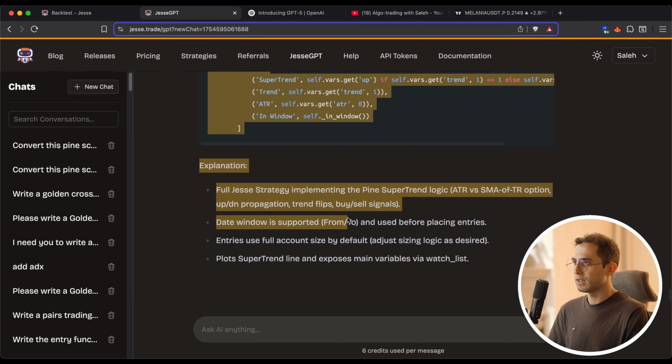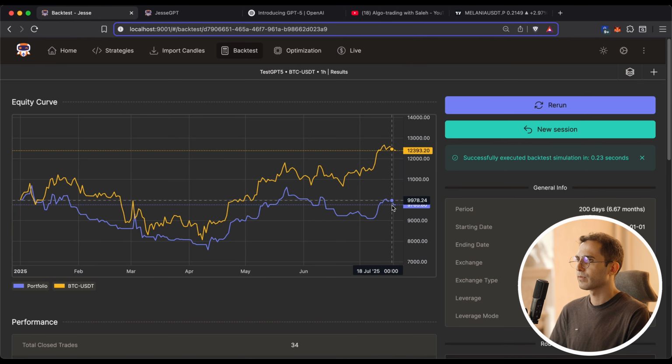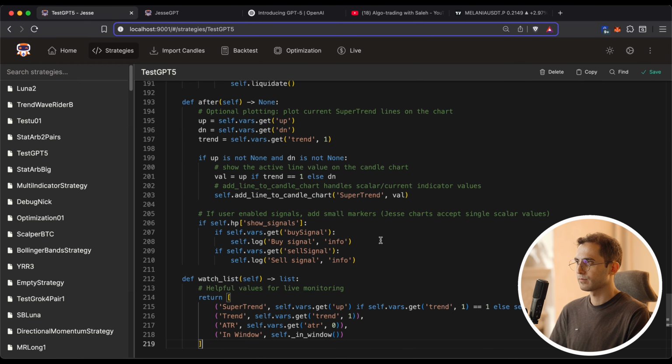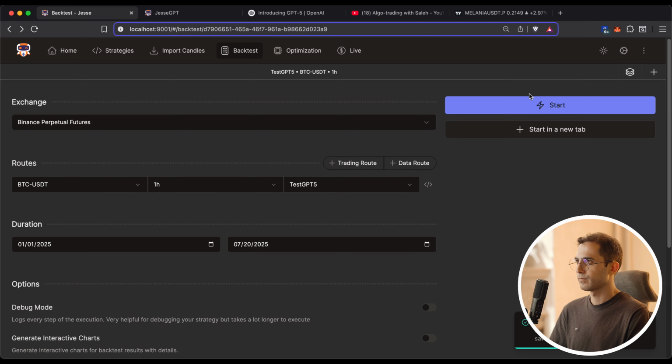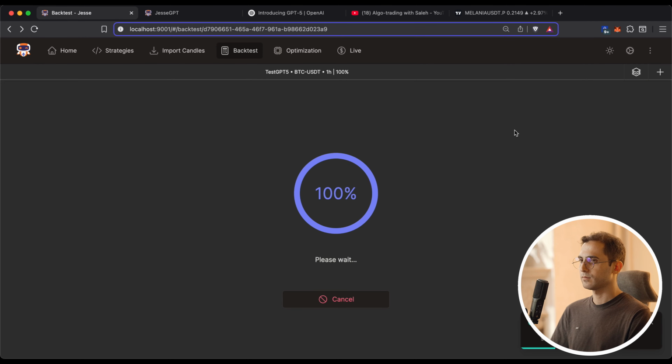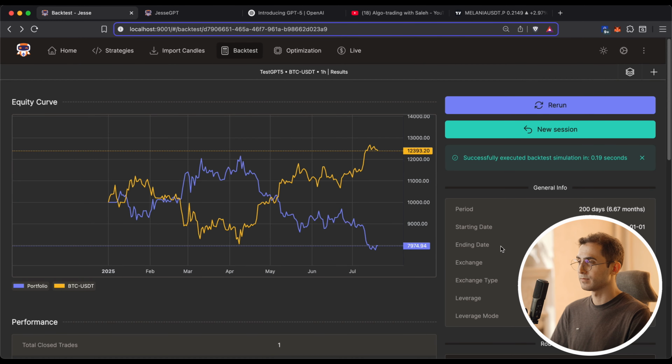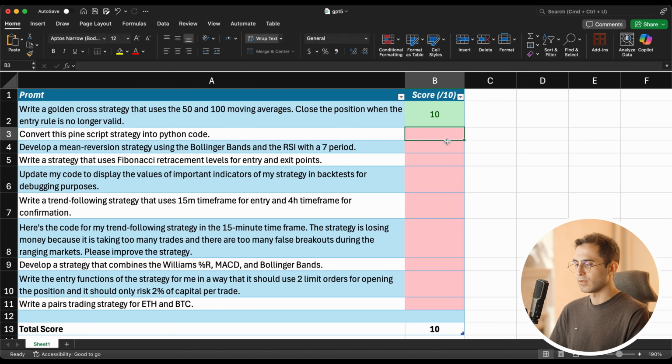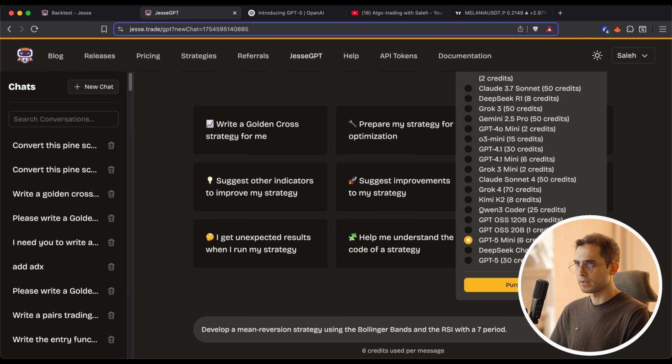Now, let's see if it works at all. And it does. Okay, so this is really cool. Okay, so this is a pass. Now let's change it back into GPT-5 again.